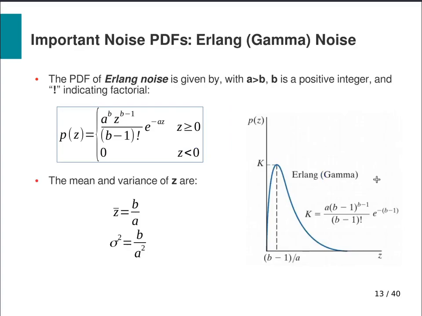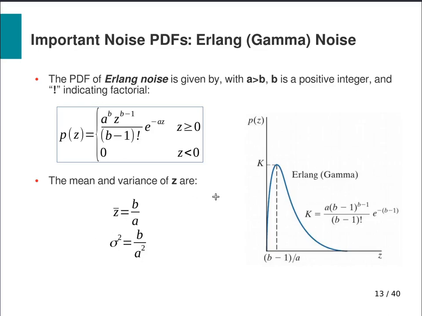Then we can have the Erlang or gamma noise. So the PDF for Erlang noise is given by this equation. P of z is 0 for z less than 0, and it's a to the power b, z to the power b minus 1, over b minus 1 factorial, multiplied by e to the negative az. You see that the equation is very complex, but again, you can estimate the values of b and a just by knowing the mean and variance of the noise PDF.